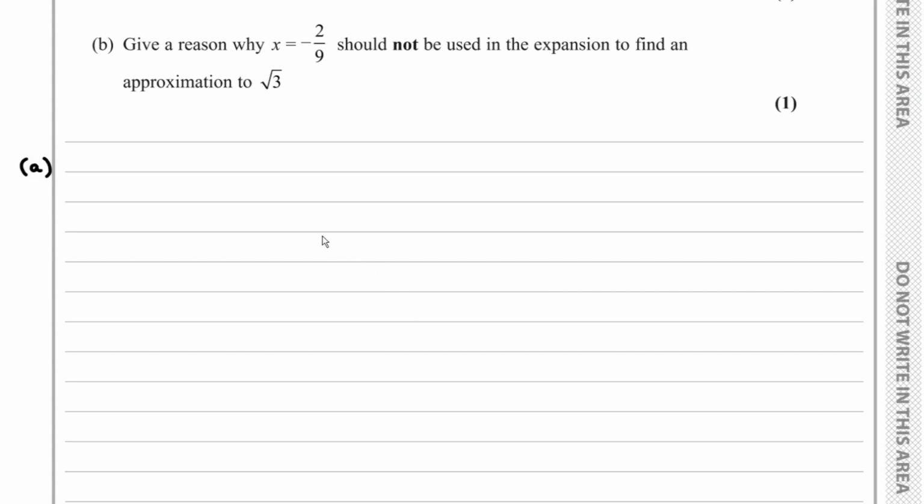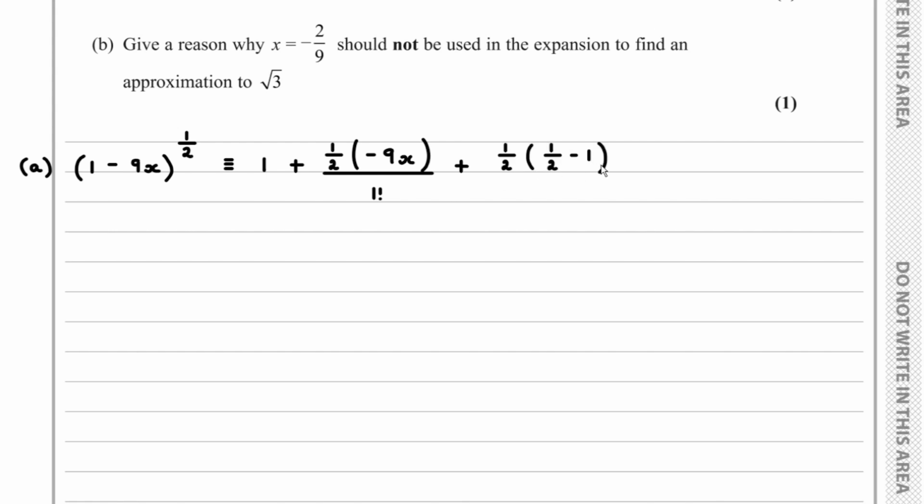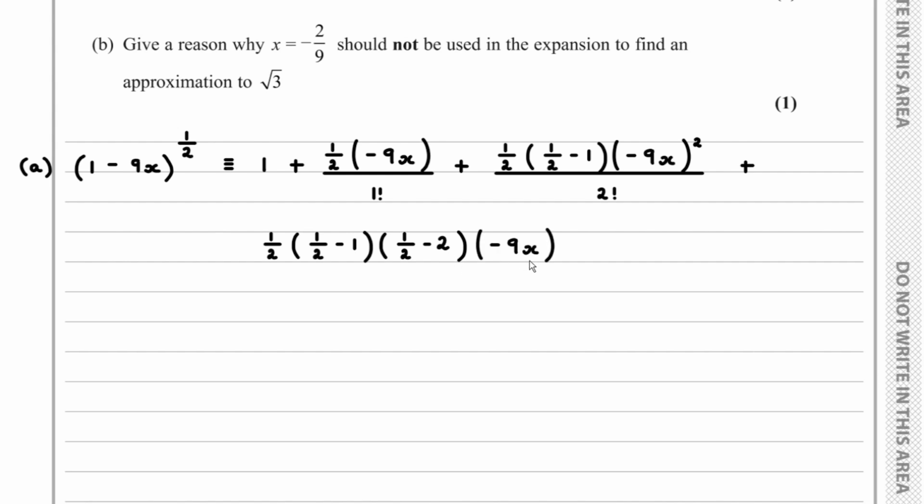So, for part A, (1 subtract 9x) to the power of 1/2 will be given by, for the first term, 1. For the second term, 1/2 multiplied by negative 9x over 1 factorial. For the third term, 1/2 multiplied by (1/2 subtract 1) multiplied by negative 9x squared over 2 factorial. For the fourth term, 1/2 multiplied by (1/2 subtract 1) multiplied by (1/2 subtract 2) multiplied by negative 9x cubed over 3 factorial, and then we add on the higher order terms.